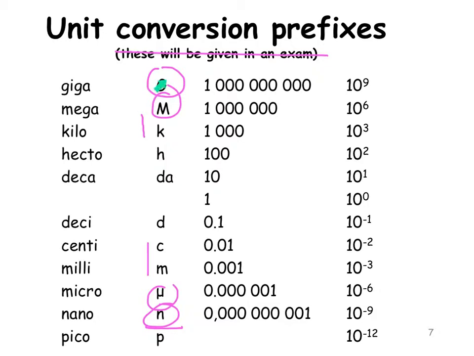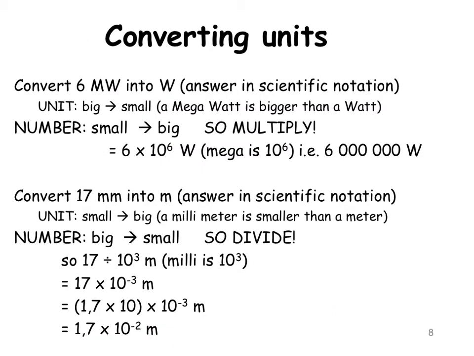You've got a capital G is giga, and that is 1 billion. Mega is a million. Kilo is 1,000. At least hecto is 100. Deca is 10, and then you've got the base, which is 10 to the power of 0, which is really 1. Deci is 1/10, centi is 100th, milli is 1,000th, micro is 1 millionth, nano is 1 billionth, and pico is 1 trillionth. So, what if they say to me, convert 6 megawatts into watts?